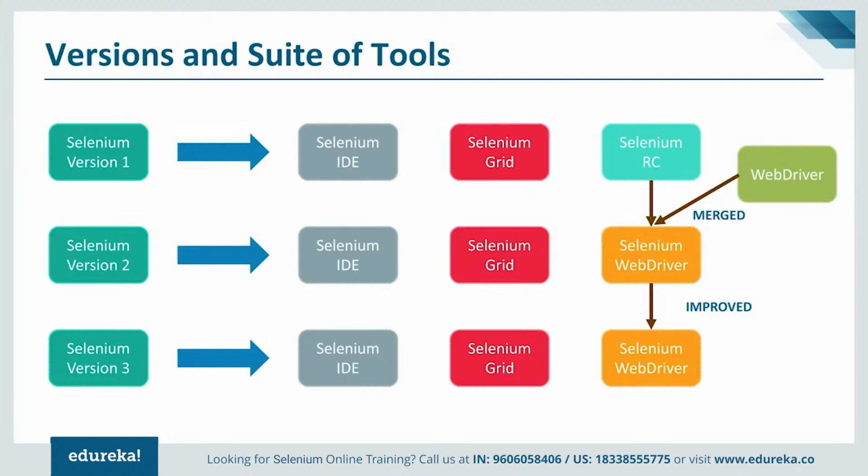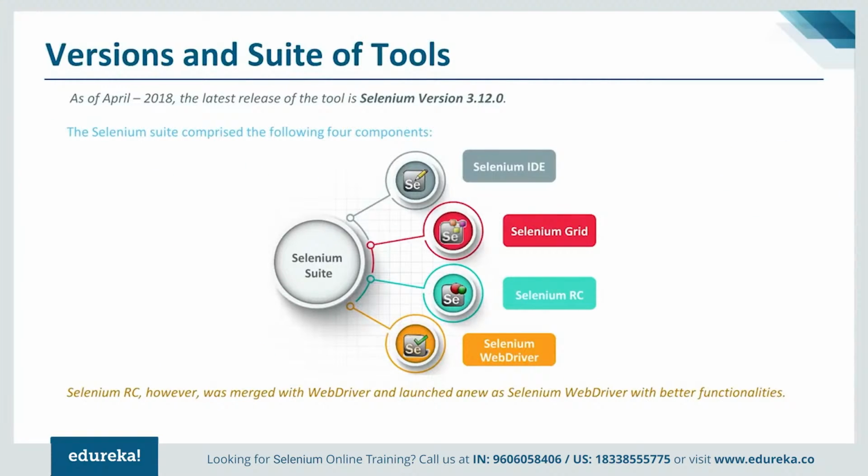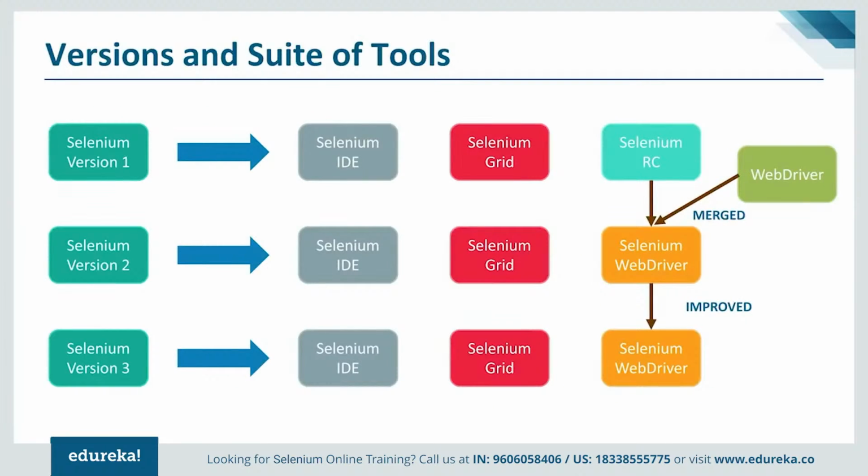So the first version of Selenium came with the Selenium IDE, the Selenium Grid, and the Selenium RC. A little later, a separate project called WebDriver was also getting popular as a superior tool for browser automation. And by the time Selenium launched its second version, it had merged Selenium RC with the WebDriver and decided to call it Selenium WebDriver instead. Now this was because WebDriver overcame all the shortcomings that Selenium RC had been posing for a while.